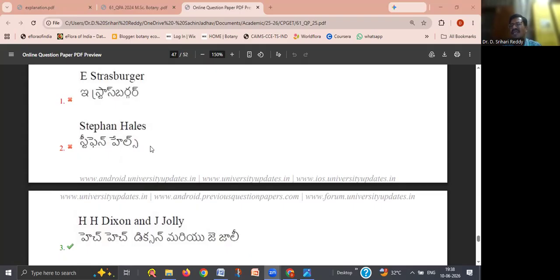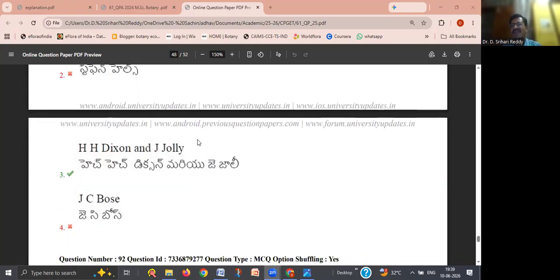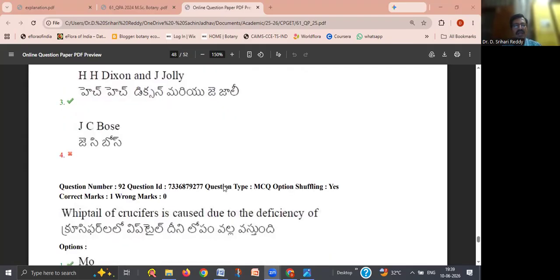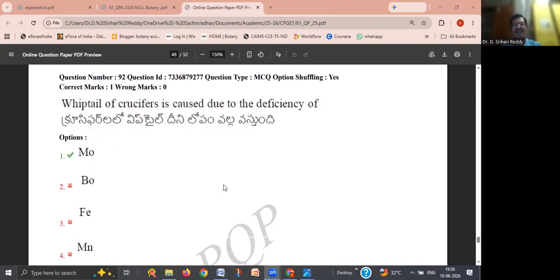They are also called vital theories. Root pressure theory, pump theory, water pump theory. These were proposed by Gard-Lewski. So these are all the different theories, and who proposed those theories you have to remember. And next, whiptail of crucifers is caused due to the deficiency of.